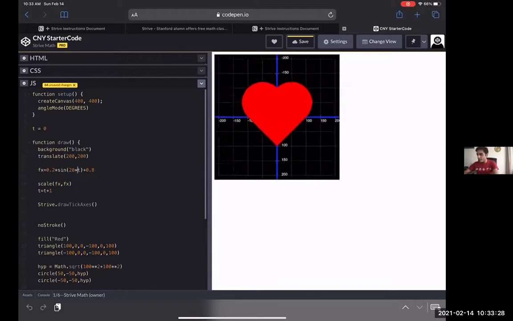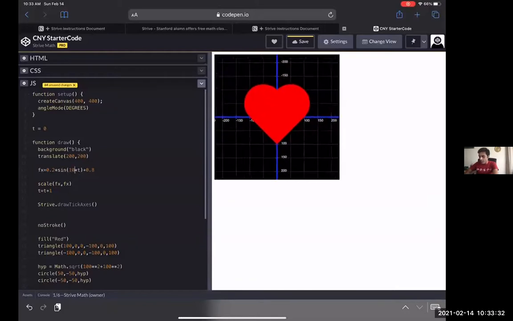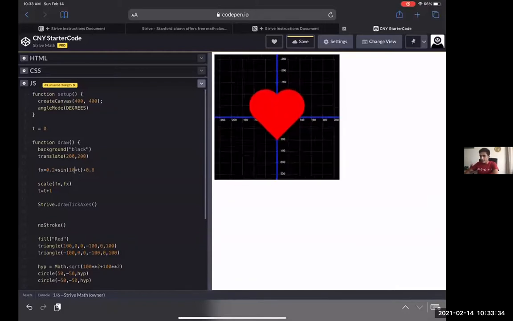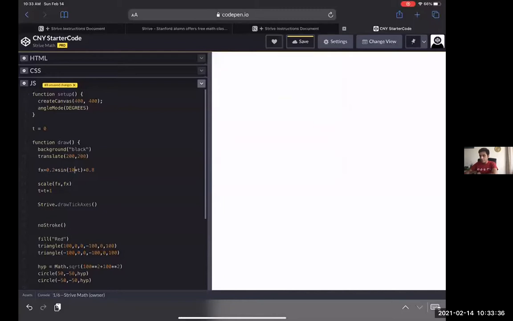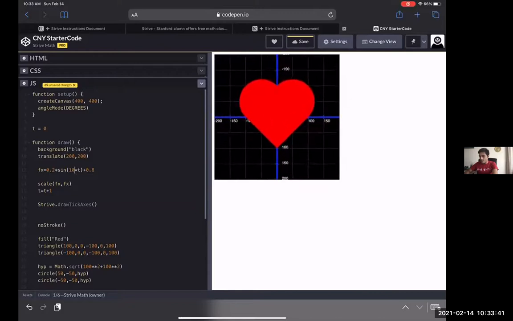All right, this heartbeat is maybe a little too fast. So let's decrease down to 10. Okay, so there we go. Now we've decreased this down to 10.